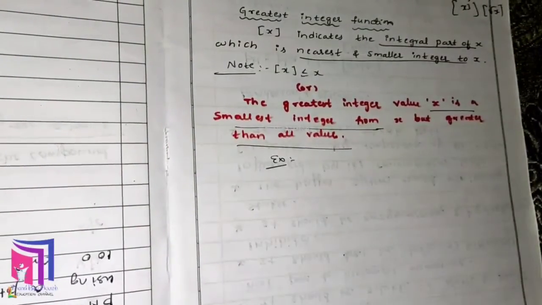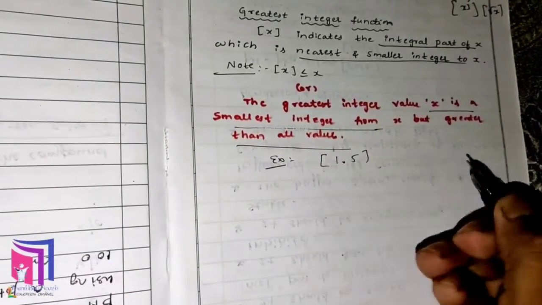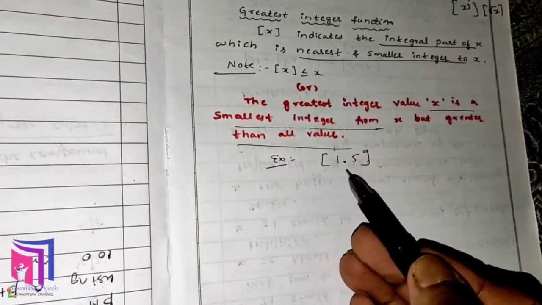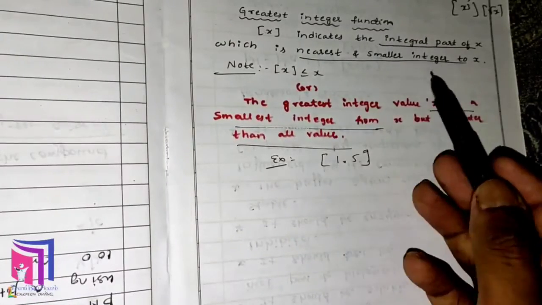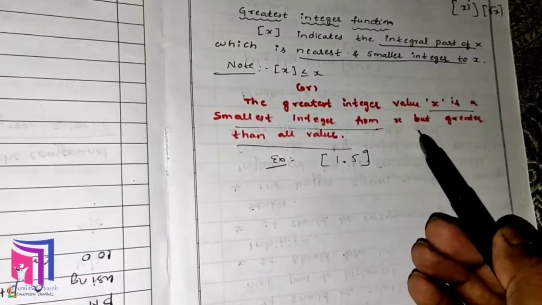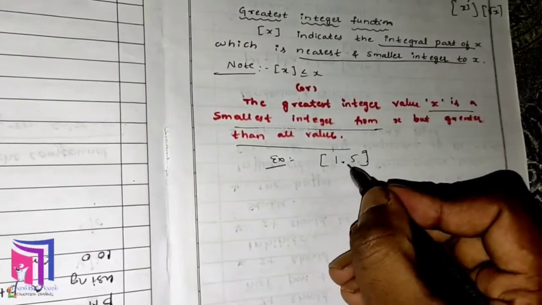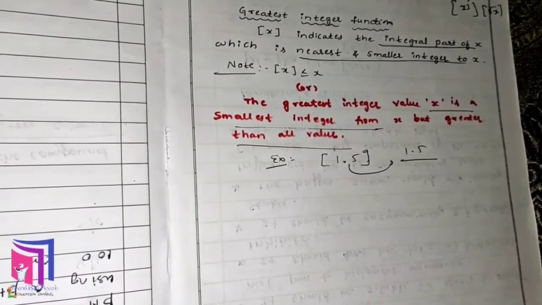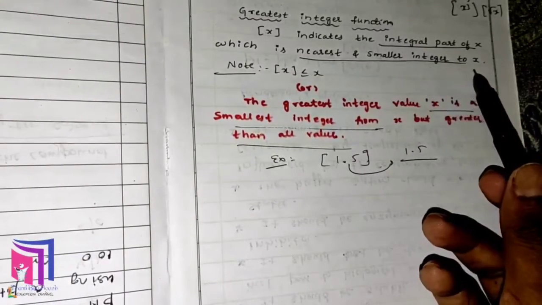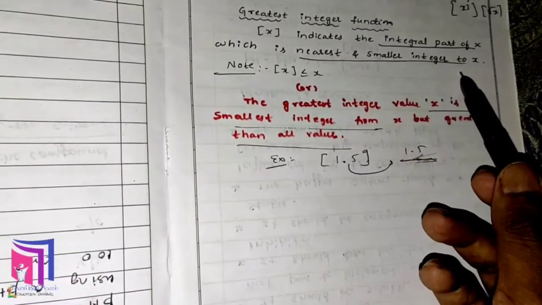Suppose we take the example, the greatest integer of 1.5. They ask the question like this: find the greatest integer of 1.5. How to find it? According to the definition, the greatest integer value of x is the smallest integer from x but greater than all values. Suppose 1.5 is the x. What are the nearest and smaller integers to x?